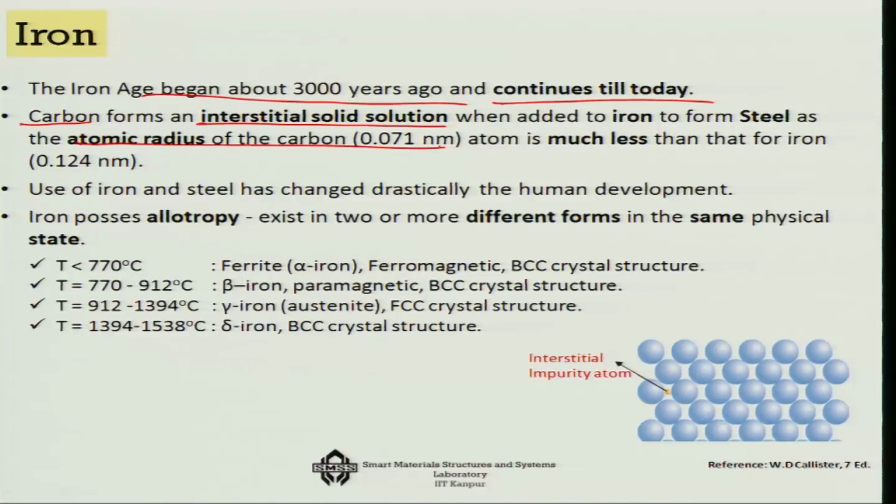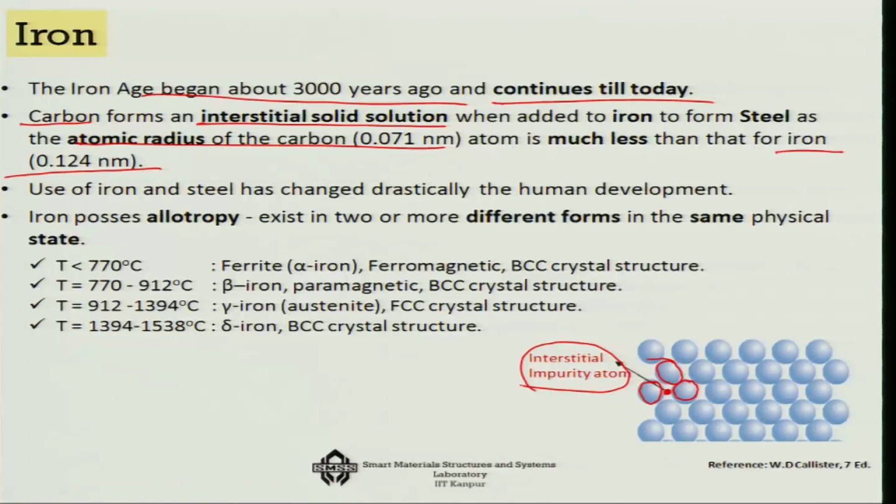Then how do you get the solution? The carbon atoms, which have an atomic radius of something like 0.071 nanometer, are much smaller than the iron atom, which is like 0.124 nanometer. Now, if you consider an iron crystal structure, where these atoms are bigger in size, consider these 3 atoms, then the space that is created in between is easily suitable for one carbon, and that is the interstitial space.